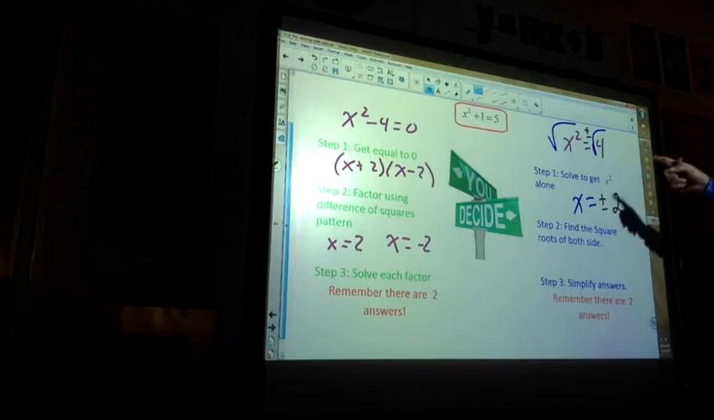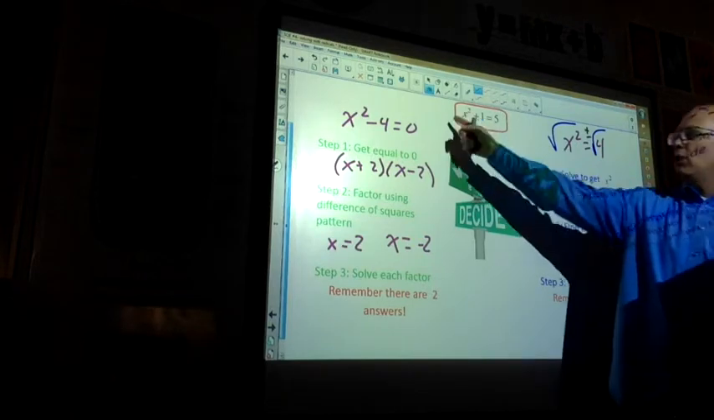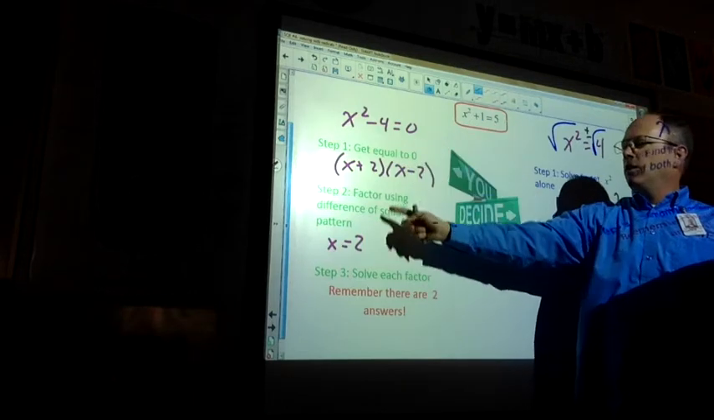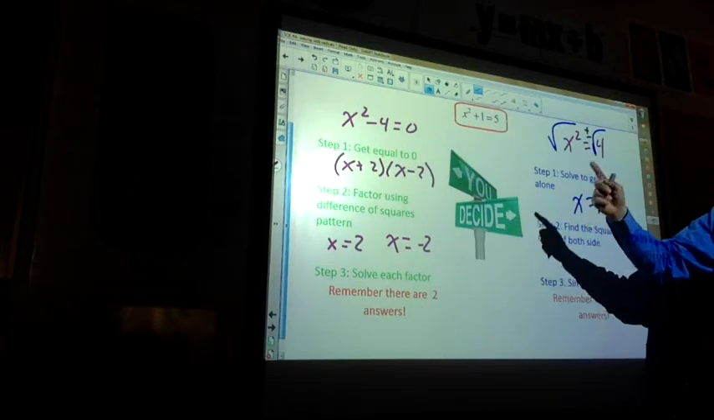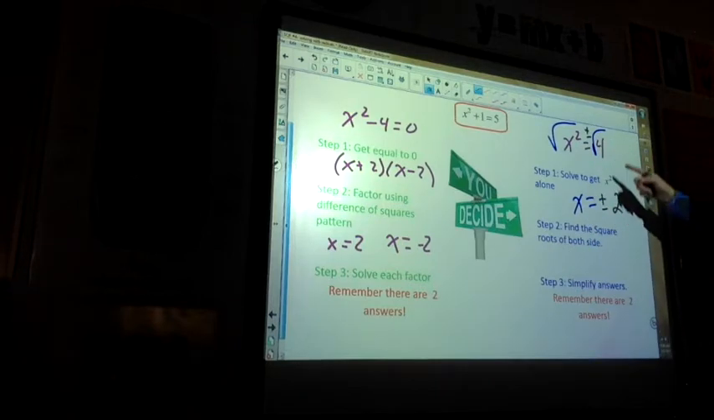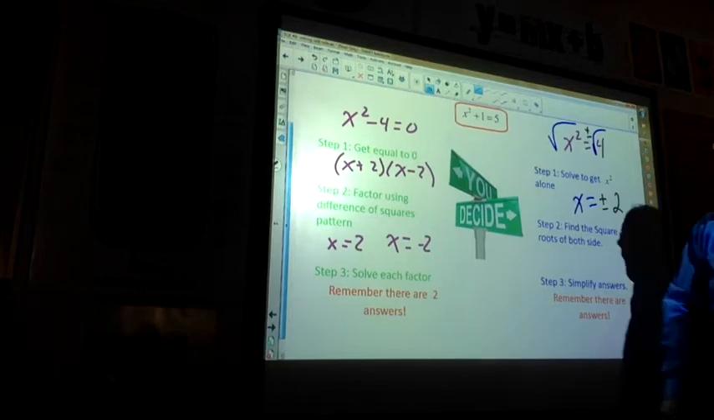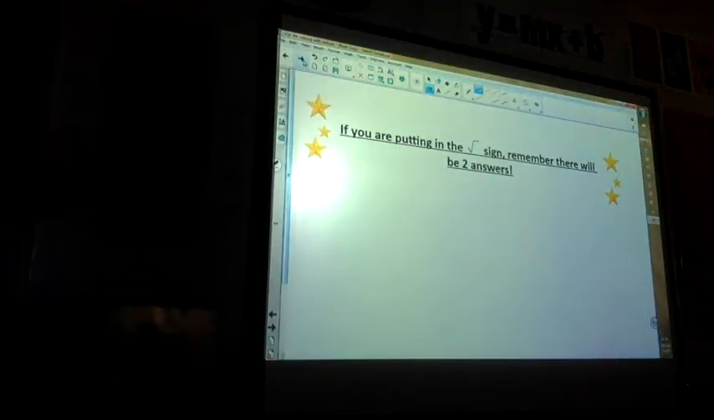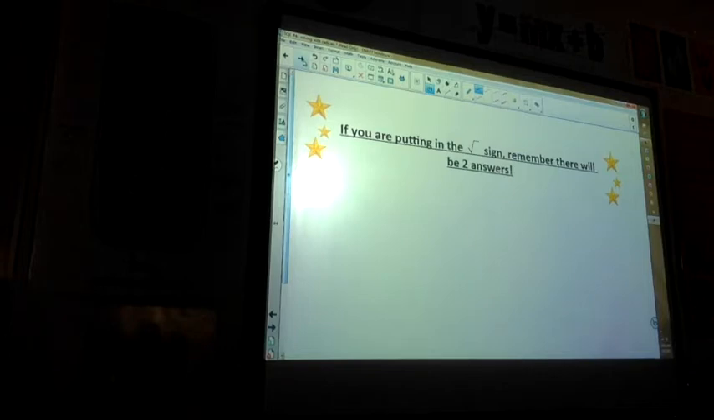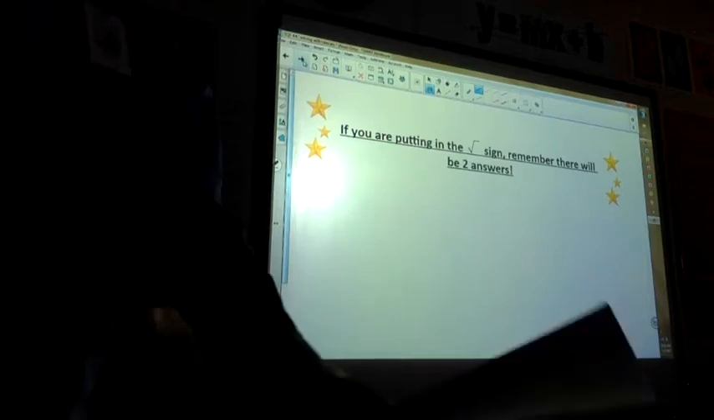Because, well, that's the exact reason. If I solve this by subtracting 5, I get 2 answers. One's the positive, one's the negative component. If I take the square root of both sides, I have to have the positive and negative because I need both answers. Cool. All right, let me move on. So if you are putting the square root sign, remember there will be 2 answers.